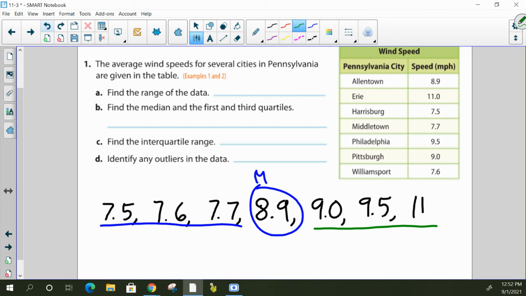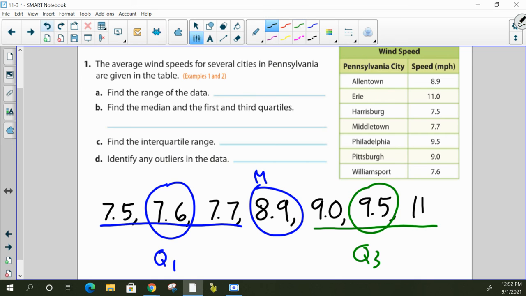Let's look at our 3 numbers below first. Should be pretty easy. What is the middle of those 3 numbers? Yeah, you guys probably don't even need to cross them out, right? That's quartile 1. Same thing for our upper numbers underlined in green here. What's the middle? 9.5 is quartile 3.